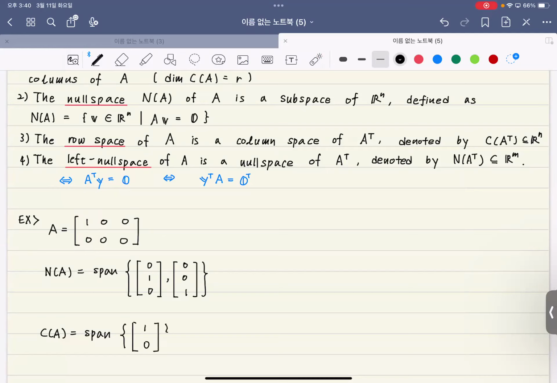What about the row space? I have two rows, but there is only one non-zero row, which is 1, 0, 0. Therefore, the answer is 1, 0, 0.